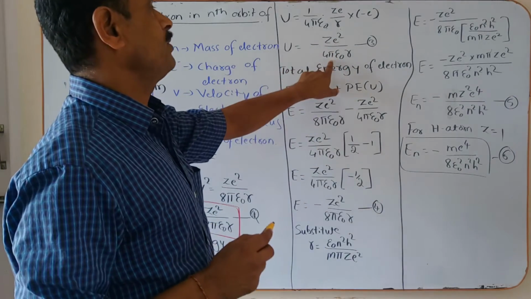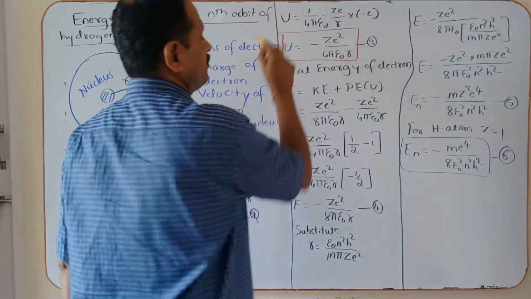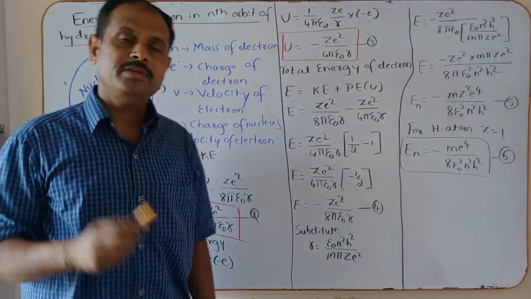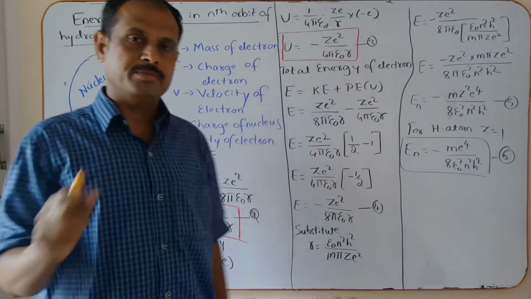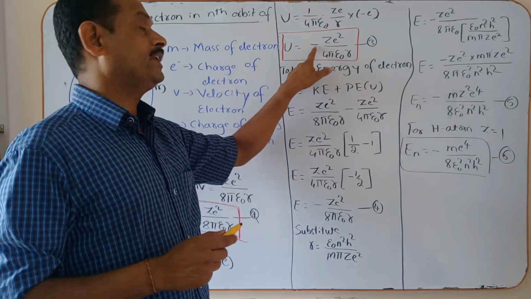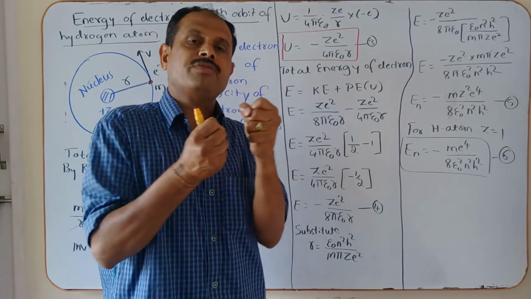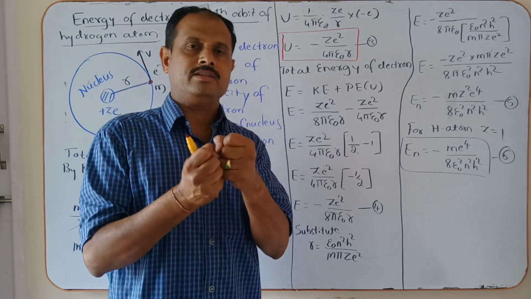minus Ze square divided by 4 pi epsilon naught r. This is the expression for the potential energy of the electron in the nth orbit of any atom. The negative sign indicates it possesses potential energy due to the force of attraction of the nucleus.